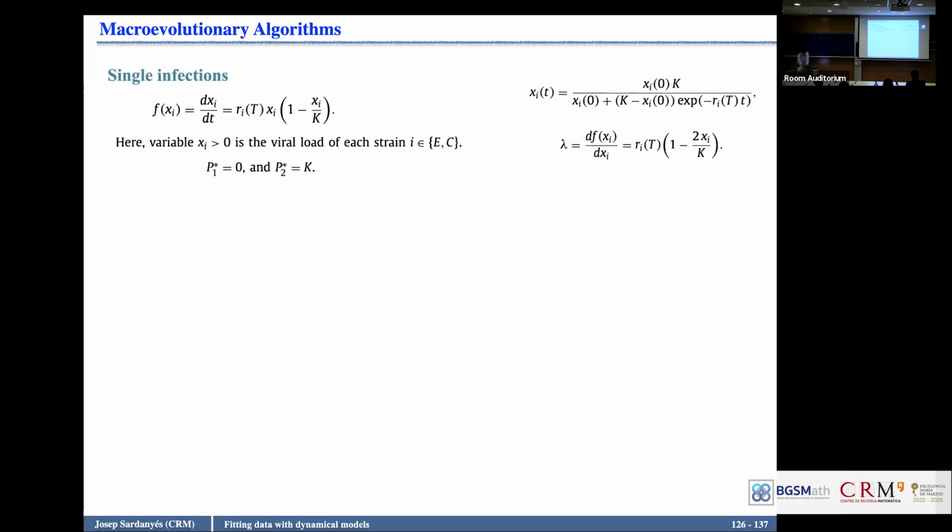For the single infections, it is very easy. This is a logistic equation in continuous time. We have two equilibrium points, the origin and K, which is the carrying capacity, and we can integrate the system and obtain a closed solution, which is this expression here. This is the derivative of the function with respect to x, and it is very easy to show that the origin, P1, is unstable, and P2 is an attractor, where the system will go.